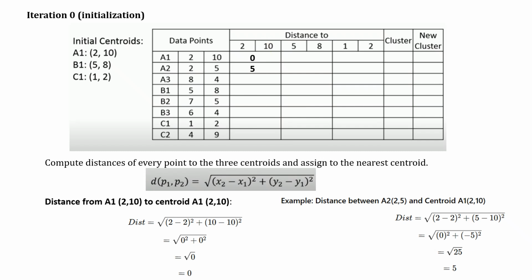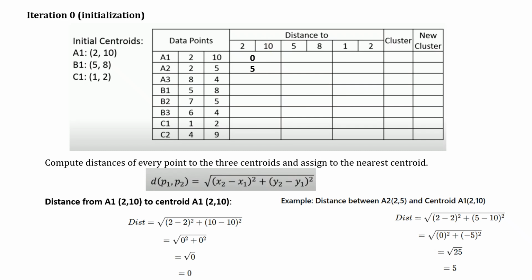So we already know the Euclidean distance formula for 2 data points. So this is x2, y2. This is x1, y1. The formula is square root of (x2 minus x1) the whole square plus (y2 minus y1) the whole square. So by using these values, this box will be filled.